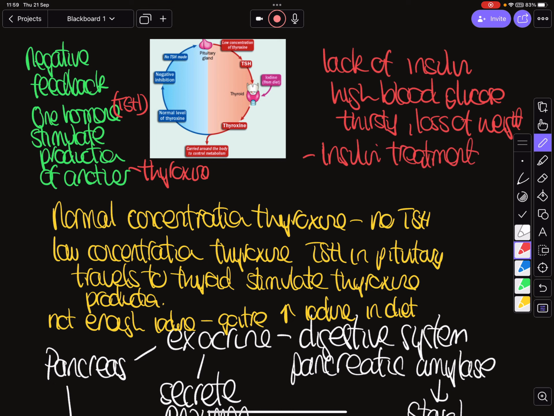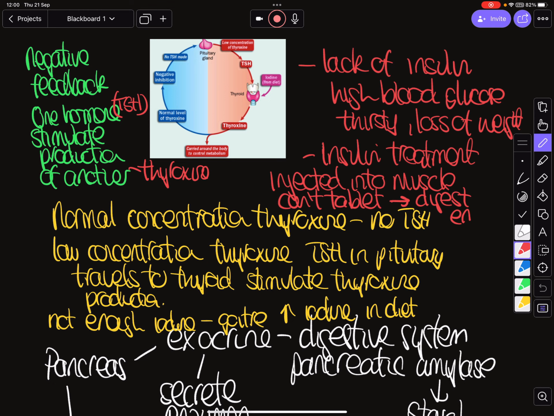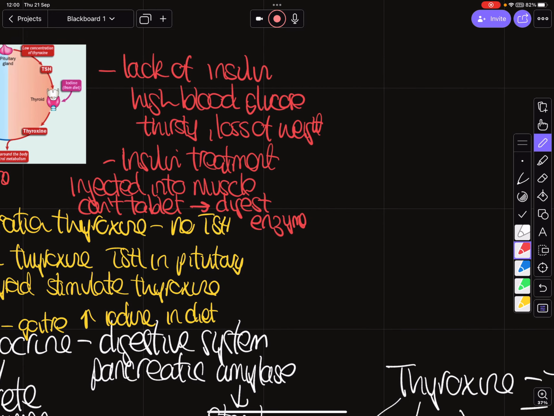Obviously you're also watching what you eat, but you're monitoring that at the same time. Insulin has to be injected into muscle. We can't take it as a tablet, and the reason for that is because it wouldn't survive going through the stomach. It would be digested by our enzymes. So that's one that you might decide you like.